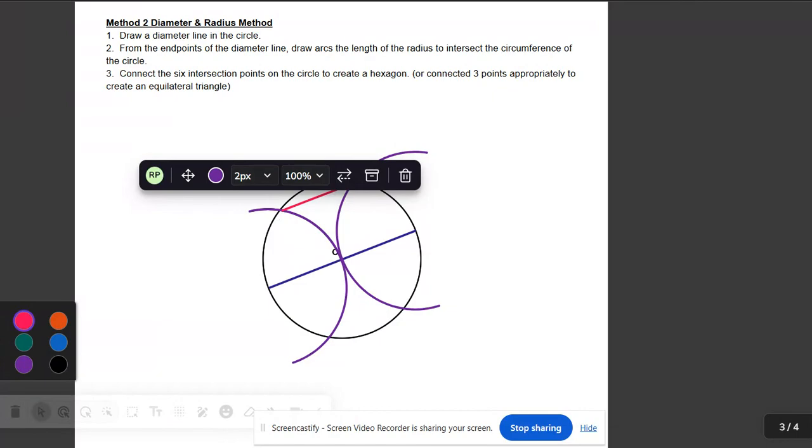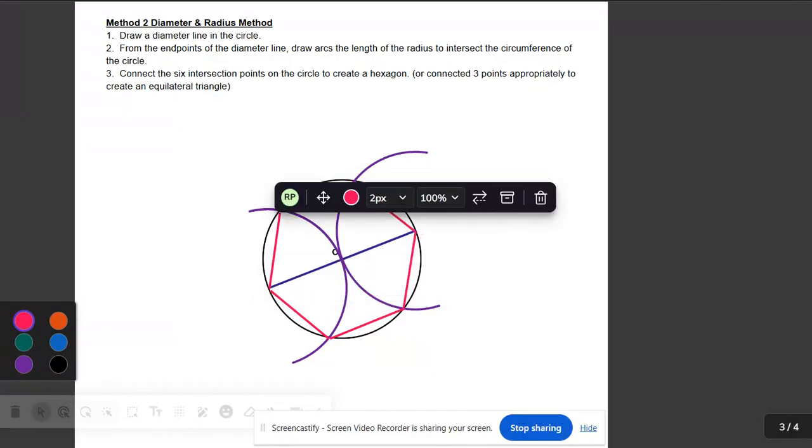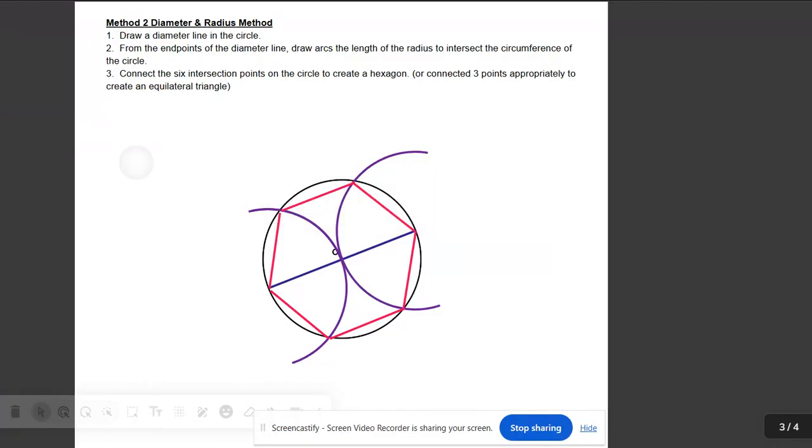This guy's getting in my way. That point. That point. That point. That point. Back to here, guessing my way through this box. There we go. So it's not as messy. You can do it with fewer lines, just drawing that diameter line and then the radius arcs and connecting them. You can get your hexagon, and again, you can make an equilateral triangle too.